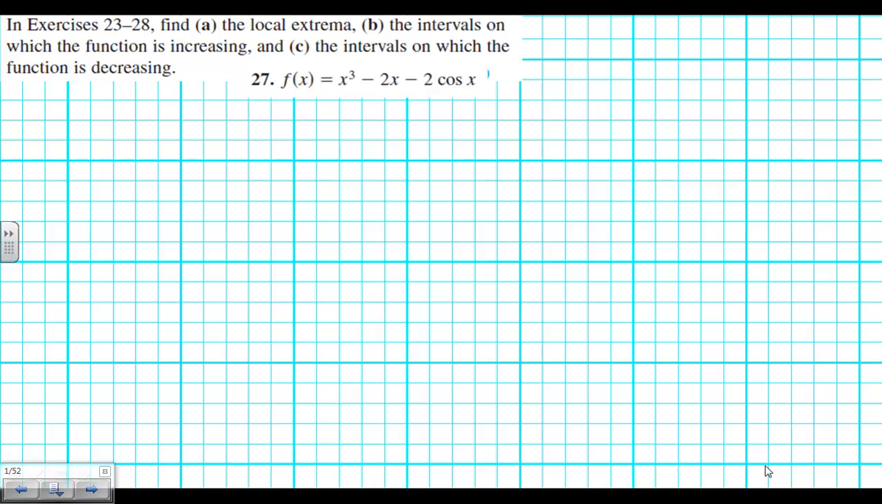Okay, so here's problem number 27 from section 4.2. We're asked to find first local extrema. So let's do that by asking some questions. Of this function, are we in a limited domain?